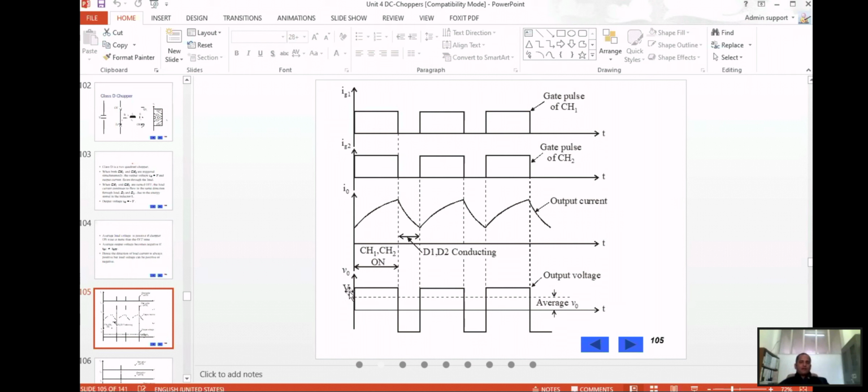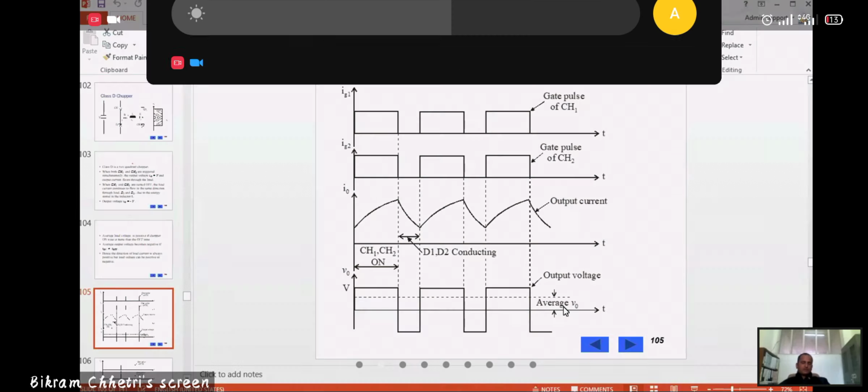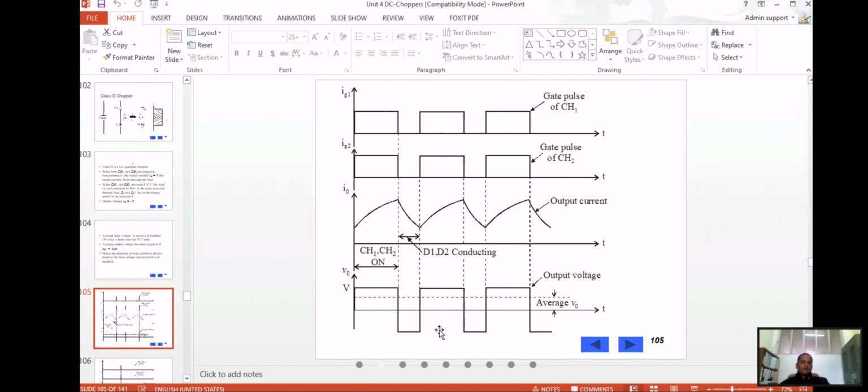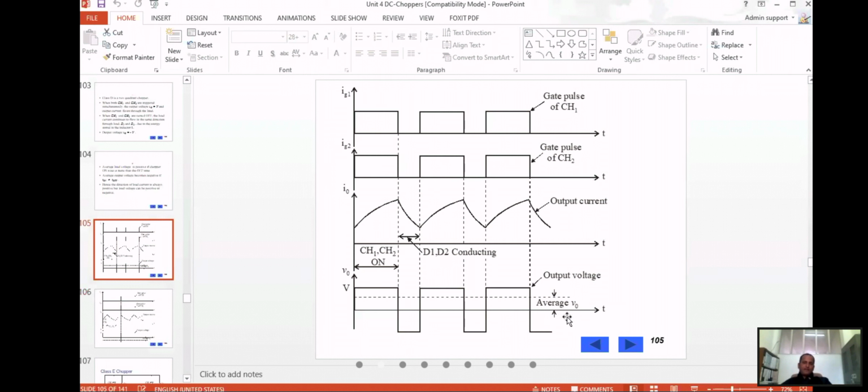So if you see here, the total T on time is the period for the average output voltage. The average output voltage is taken when both chopper CH1 and CH2 are on, and this is the period when the diodes D1 and D2 are conducting, which is the off period. So we can find out the average output voltage. The average output voltage will depend on the on period and off period. In this case, the on period is more than the off period. So similarly, this is positive, right? The average voltage is positive.